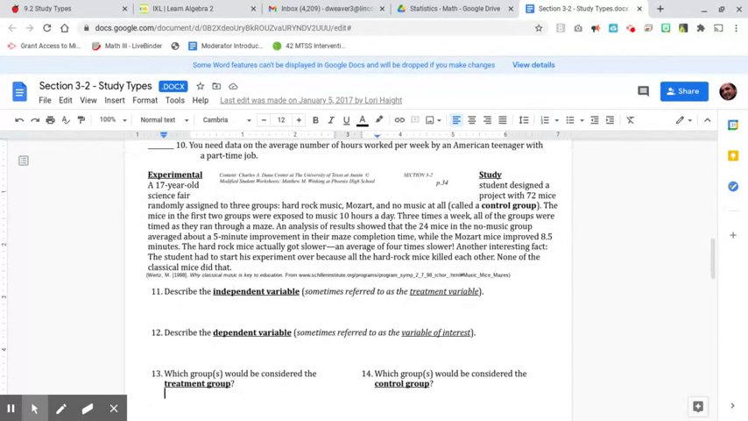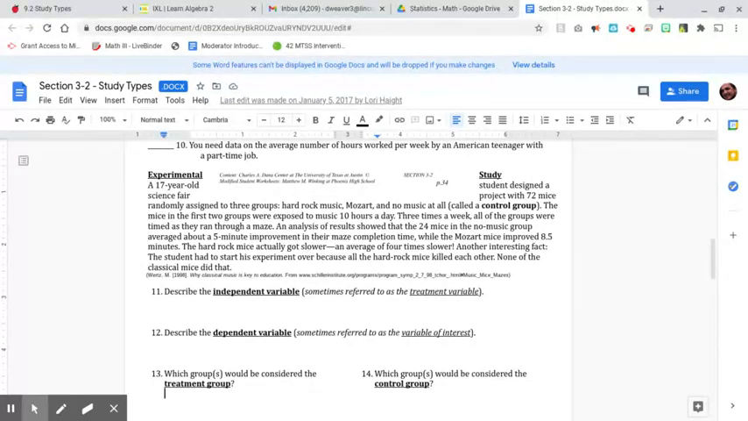So this is a real study here. It says a 17-year-old student designed a science fair project with 72 mice that were randomly assigned to three groups, either hard rock music, Mozart, or no music at all, which was the control group. The mice in the first two groups were exposed to music 10 hours a day. Three times a week, all of the groups were timed as they ran through a maze.